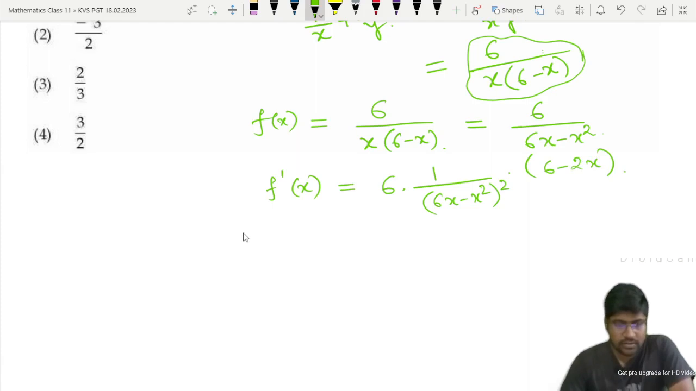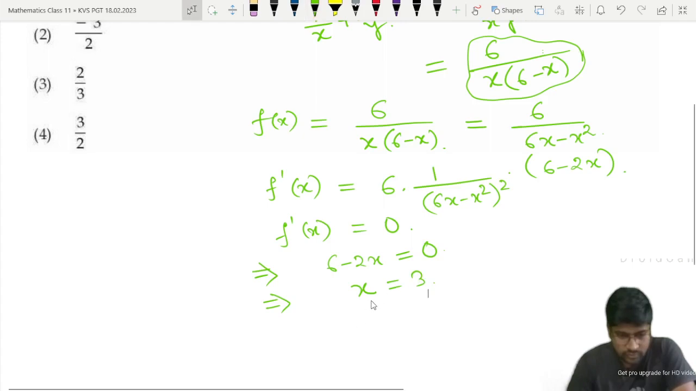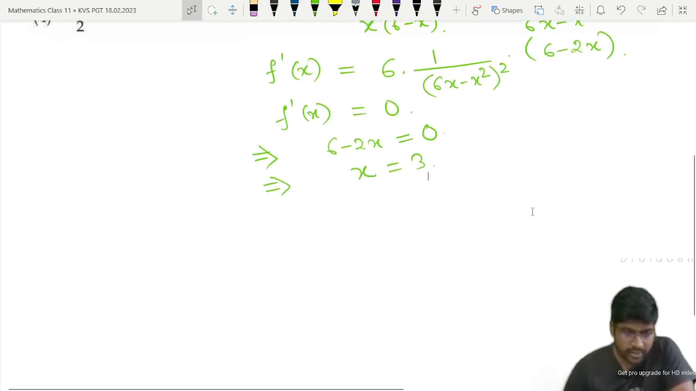Now for a minimum or maximum value, we set f dash x equal to 0. So f dash x equal to 0 implies 6 minus 2x is equal to 0. That will imply x is equal to 3. Now at this point, whether the function has a minimum or maximum value, how do we decide this? By the second derivative property. We have to find the second derivative also.